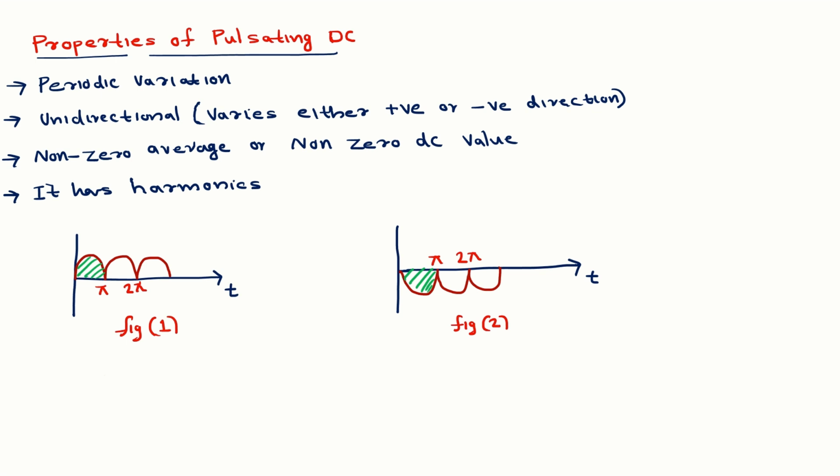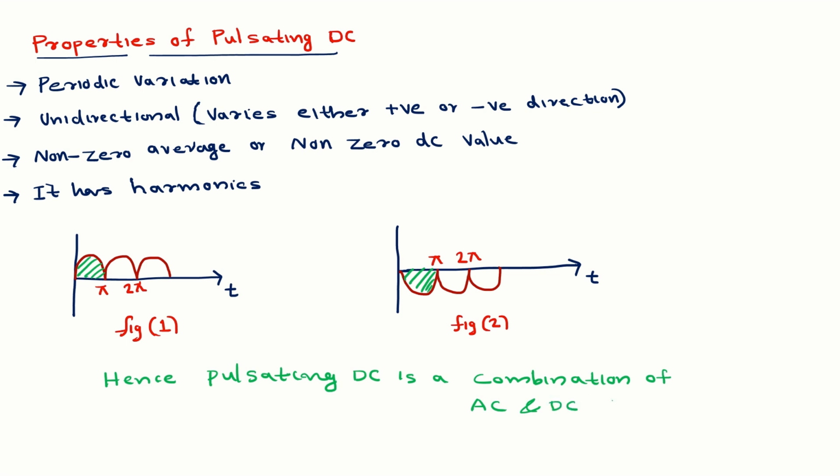Okay, so hence I can say the pulsating DC is a combination of AC and DC components.